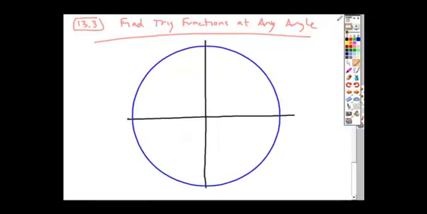All right, if we take this circle right here, and we want to find the trig ratios at any given angle, let's take a look at this 30-degree angle. Let's assume that this circle has a radius of 1. So if all we know is this measure is 1, can we find what the coordinates are for this point? How would we do that?